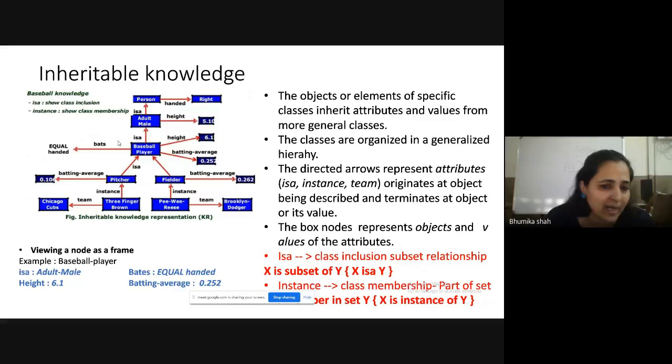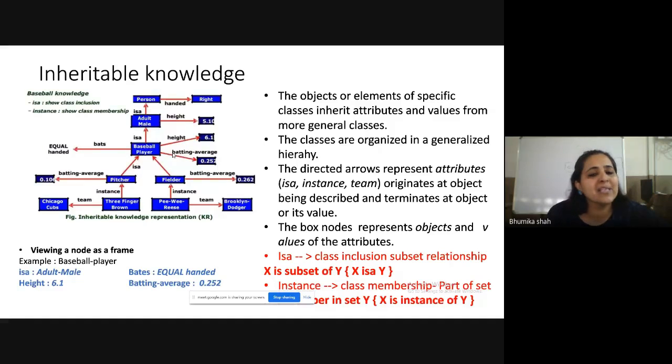So mostly the baseball players are going to have height 6'1". See, the adult male is going to inherit the height property to baseball player. If this height was absent, then baseball player would have the height 5'10". But instead of inheriting height from the parent, that is adult male, baseball player does have its own value of height, which is 6'1". Are you getting what I'm trying to say? If this node was absent, baseball player wouldn't have any attribute called height, then it would have inherited height from the parent class, but it is having its own value and hence it is not going to use the inherited value.